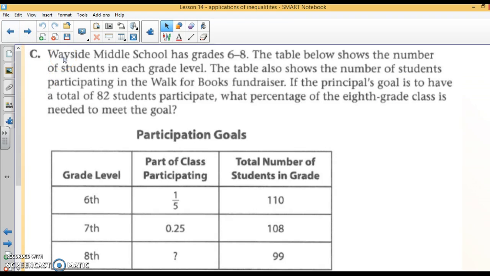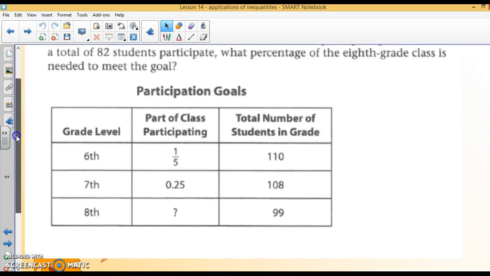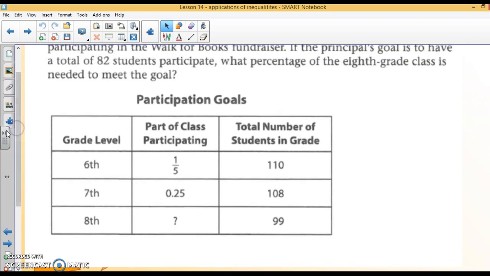I'm going to read this problem. Wayside Middle School has grades 6 through 8. The table below shows the number of students in each grade level. The table also shows the number of students participating in the Walk for Boots fundraiser. If the principal's goal is to have 82 students participate, what percentage of the 8th grade class is needed to meet the goal? I'm going to pause it. You pause this and work it out.